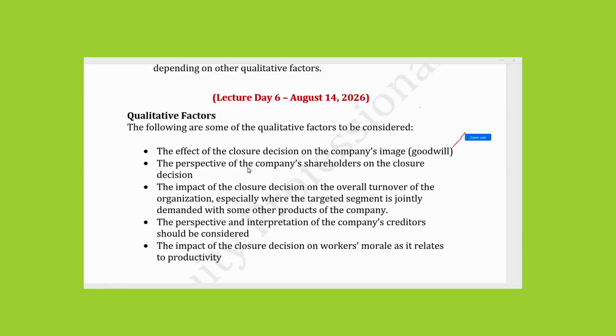So we started with introduction to short-term decisions, and we said that short-term decision represent the application of marginal costing technique and the principle of relevant costing to analyze a particular course of action in making managerial decision. All right. So we said that anything you want to do under short-term decisions, you are expected to use marginal costing technique in conjunction with the principle of relevant costing to analyze the course of action.